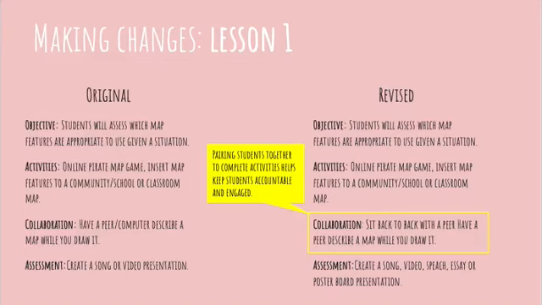And I did this because, again, pairing the students together to complete activities helps students stay accountable and engaged. If you're doing something with a peer, you have to hold up your end of the deal, or else you lose a friend.